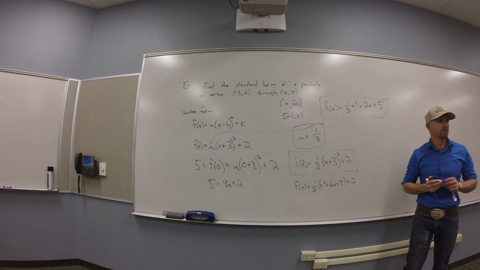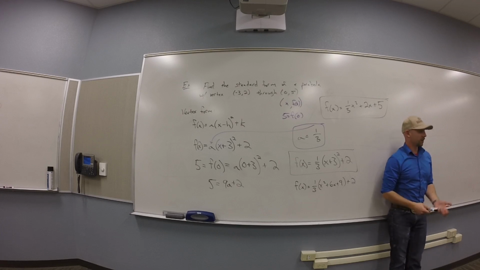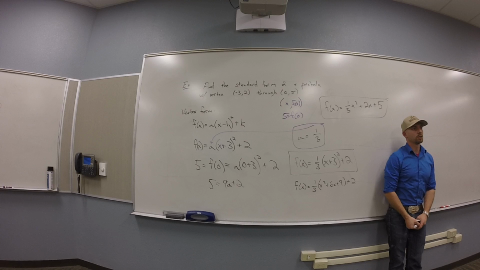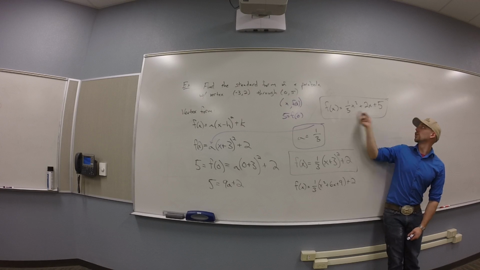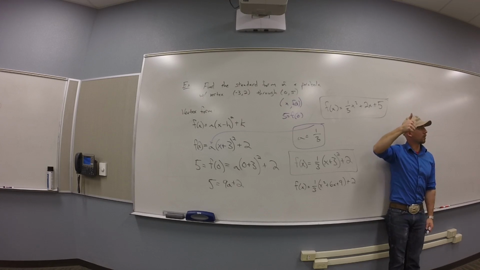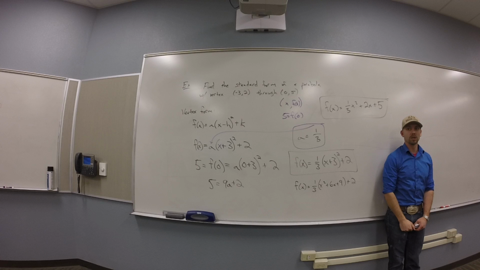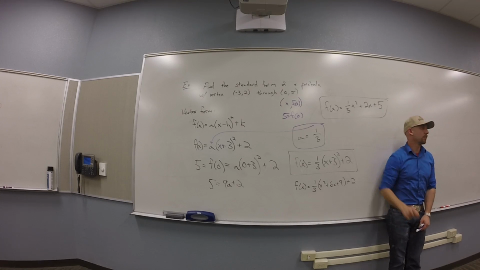What else could we do? We might want to check our arithmetic there, right? So how else could I check my arithmetic? Plug in 0. Yeah, I could plug 0 in, make sure I get 5 out. That's a good check. What else could I check? I could check to see if the vertex is in the right spot. So how do you get the vertex out of a standard form?